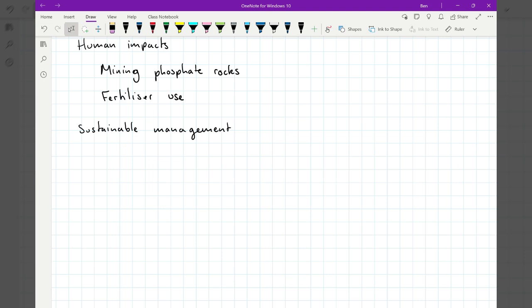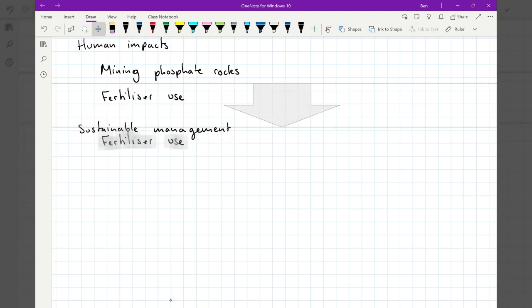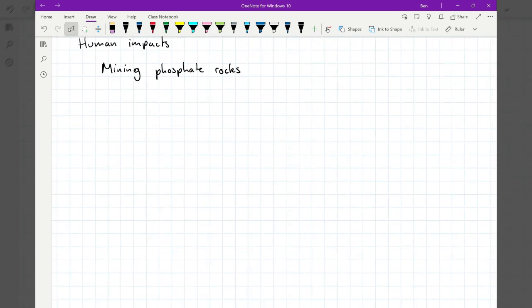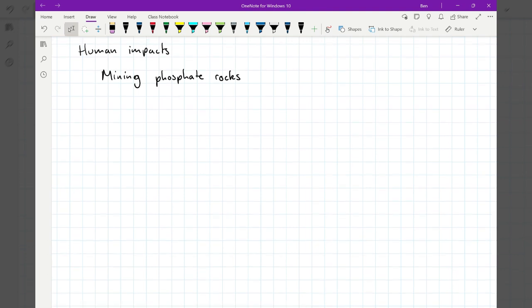Okay, so now we need to look at human impacts on the phosphorus cycle. So the first one we're going to look at is phosphate rocks. Now, because most of the phosphorus that we use as phosphate is locked up in the lithosphere, that's where we have to go look for some for us to use for fertilizer.